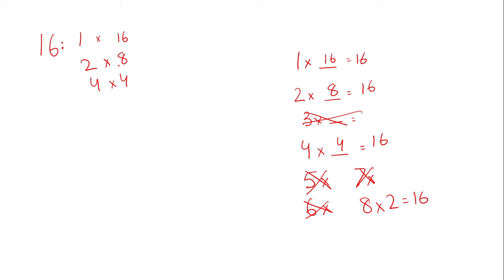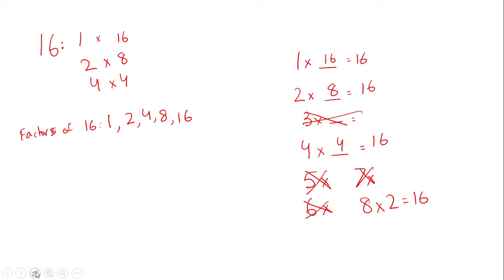Now we can keep going through all the times tables, but basically we started repeating ourselves now, right? After 8 times 2, we'll keep searching and find 16 times 1. Okay, so this is it. These are the 3 multiplications that you can do to get 16. So the factors of 16 are, we'll write them from least to greatest, 1, 2, 4, 8, and 16.